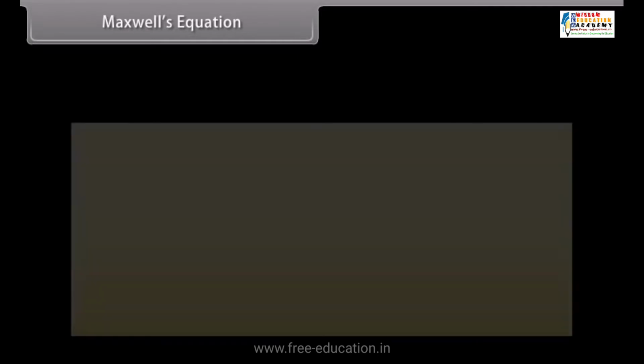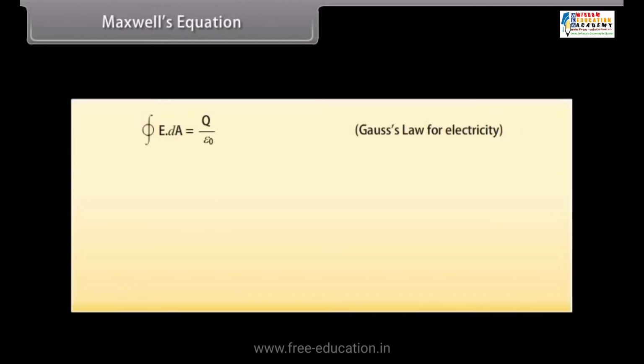Maxwell's equations. The following four equations, called Maxwell's equations, are the fundamental equations in electromagnetism. Gauss' law for electricity: closed integral of E dot dA is equal to Q by epsilon naught. Gauss' law for magnetism: closed integral of B dot dA is equal to 0.